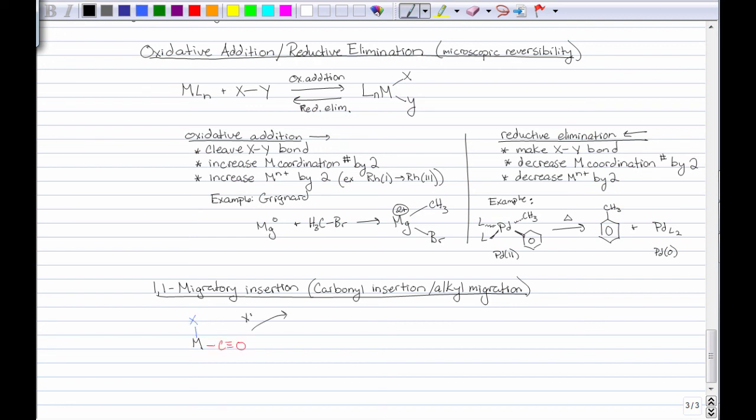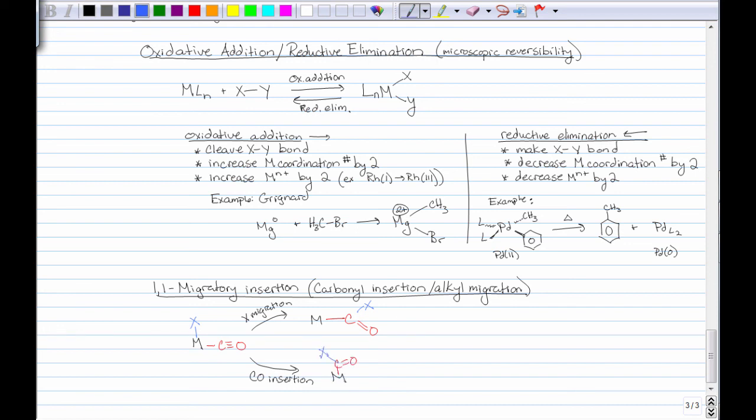If it's a migration, that means that X migrates, or an X would be an alkyl group. And if that's the case, that means that the X moves to the carbonyl. And so you would get something like this. If it's a carbonyl insertion, that means that the carbonyl actually inserts between the metal X bond.